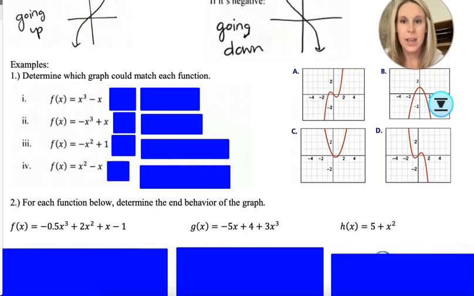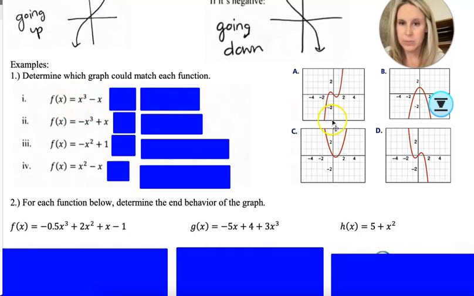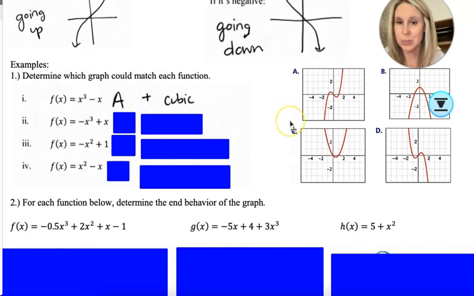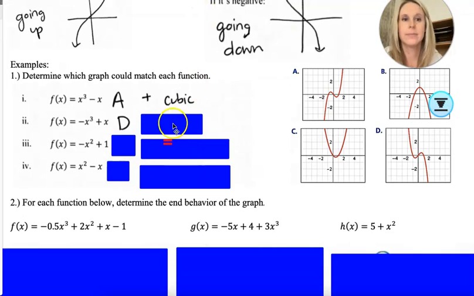All right. Thank you for pressing pause. So in our problem, number 1 is a cubic function. So I need to either pick A or D. Number 1 is going up, so it is positive. It should be A. Number 2 is going down because it's negative. Therefore, it is the cubic D.